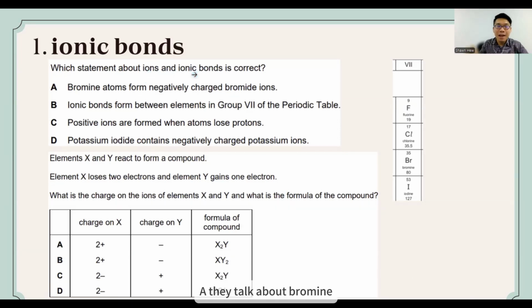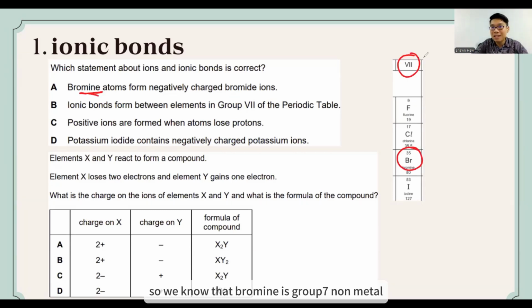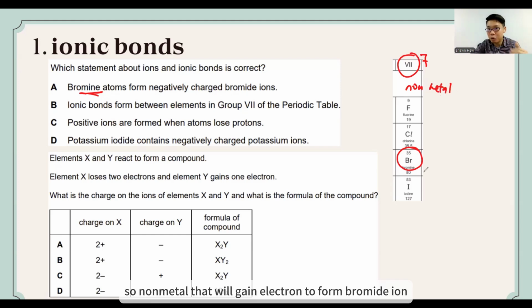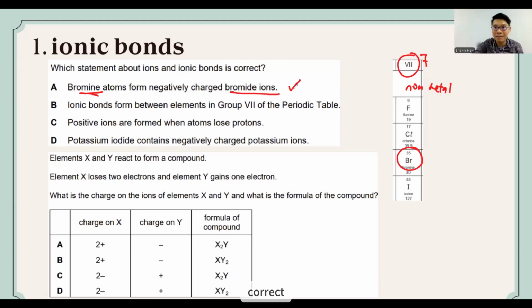So we see A. They talk about bromine. Bromine atom forms a negative charge. We know that bromine is group 7, non-metal. Non-metals will gain electrons to form bromide ion, correct. B, ionic bonds between group 7. No, group 7 is non-metal. Non-metal and non-metal will not form ionic bond.